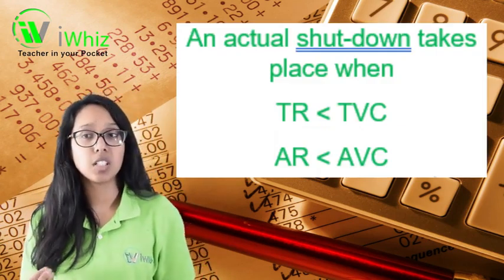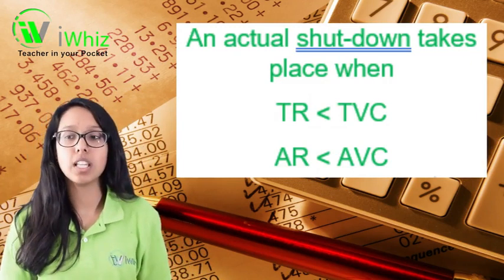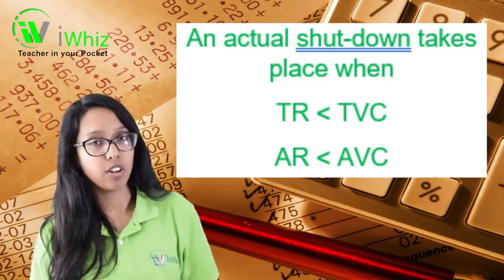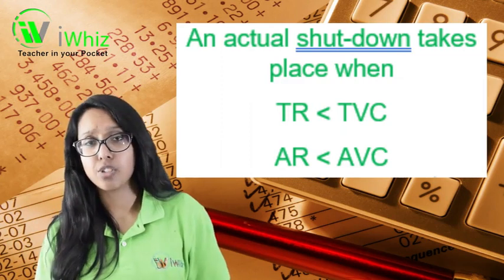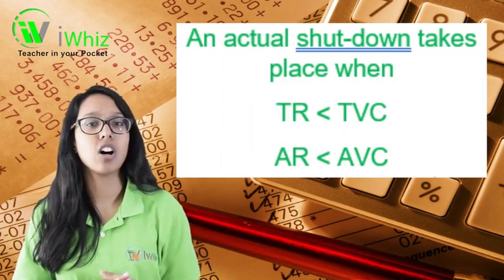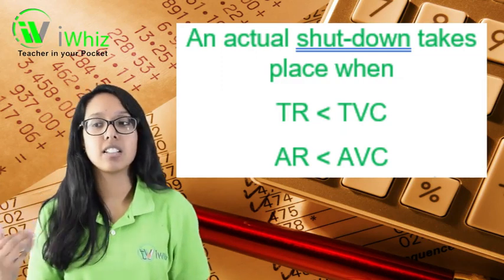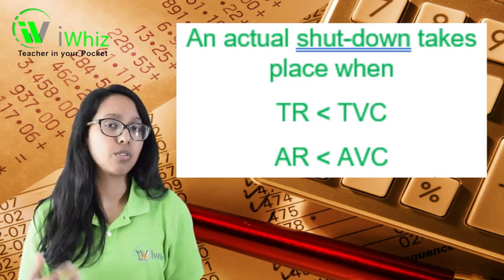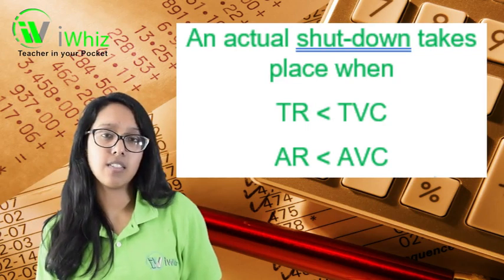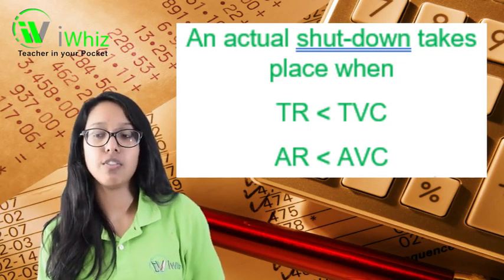However, if it doesn't meet its costs, then there'll be an actual shutdown, which would only take place when your total revenue is less than your total variable costs, or your average revenue is less than your average variable costs. So if you look at the speech bubble, it says TR less than TVC, which means your total revenue is less than your total variable costs, and AR is less than AVC, which means your average revenue is less than your average variable cost.